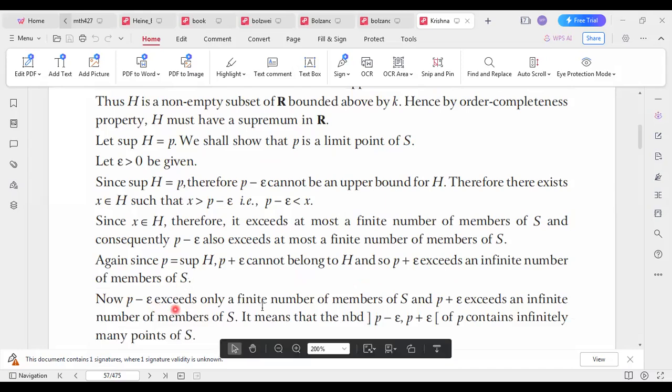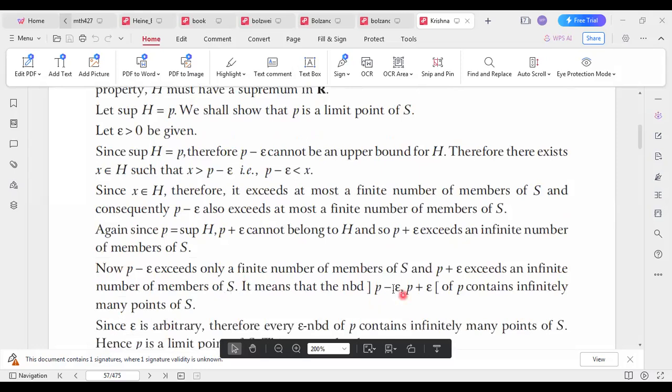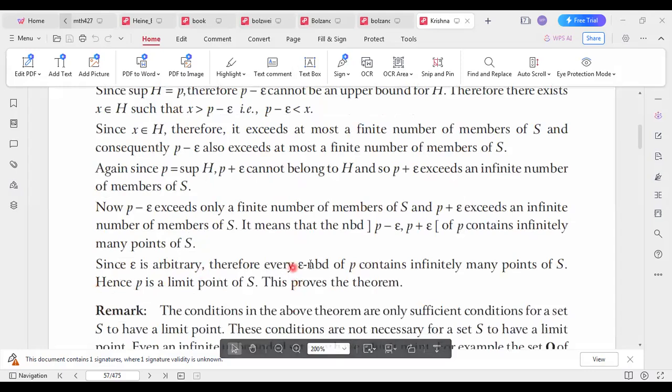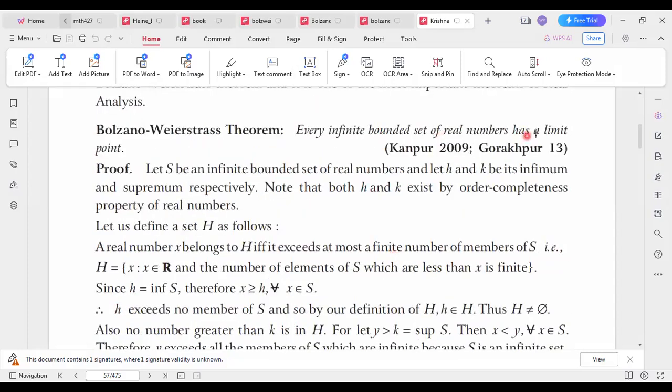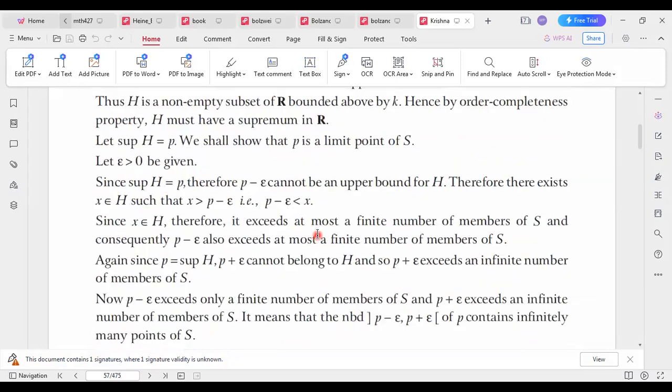Therefore, P minus epsilon exceeds only a finite number of members of S, and P plus epsilon exceeds an infinite number of members of S. It means that the neighborhood, the open interval P minus epsilon to P plus epsilon, of P contains infinitely many points of S. Since epsilon is arbitrary, every epsilon neighborhood of P contains infinitely many points of S. Therefore, P, the supremum of A, is a limit point of S. Therefore, we have proved that every infinite bounded set of real numbers has a limit point. This is the proof of the Bolzano-Weierstrass theorem.